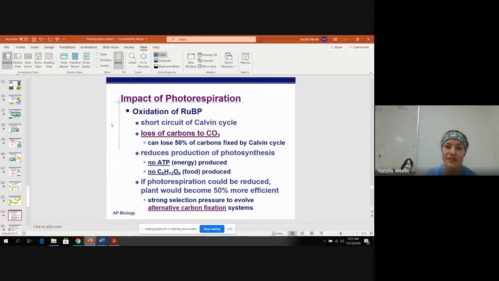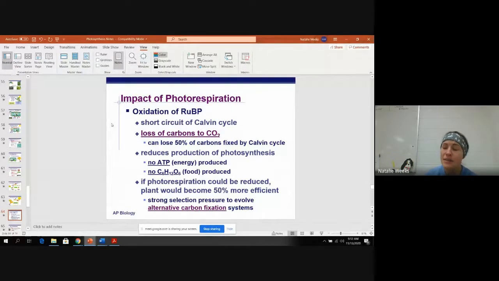The impact of photorespiration on plants is a pretty big deal. So it short circuits the Calvin cycle, and we lose a bunch of carbons. So we lose about 50% of the carbon that should have been fixed by the Calvin cycle. And this reduces the production of photosynthesis, which means no ATP is produced in order to generate anything in the cells, and no sugar is actually produced as well. So if we would be able to reduce the impacts of photorespiration, plants would become 50% more efficient.